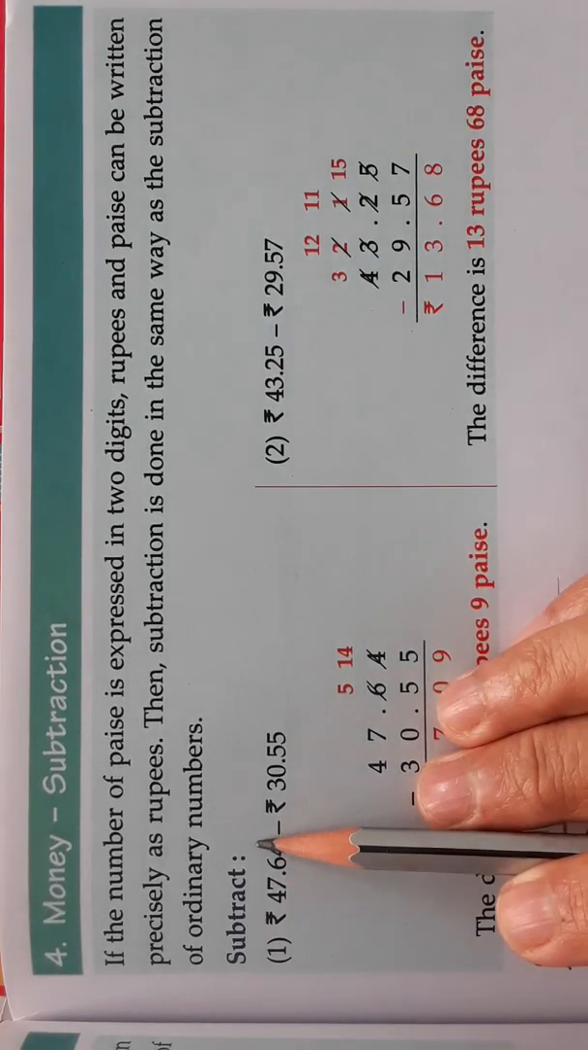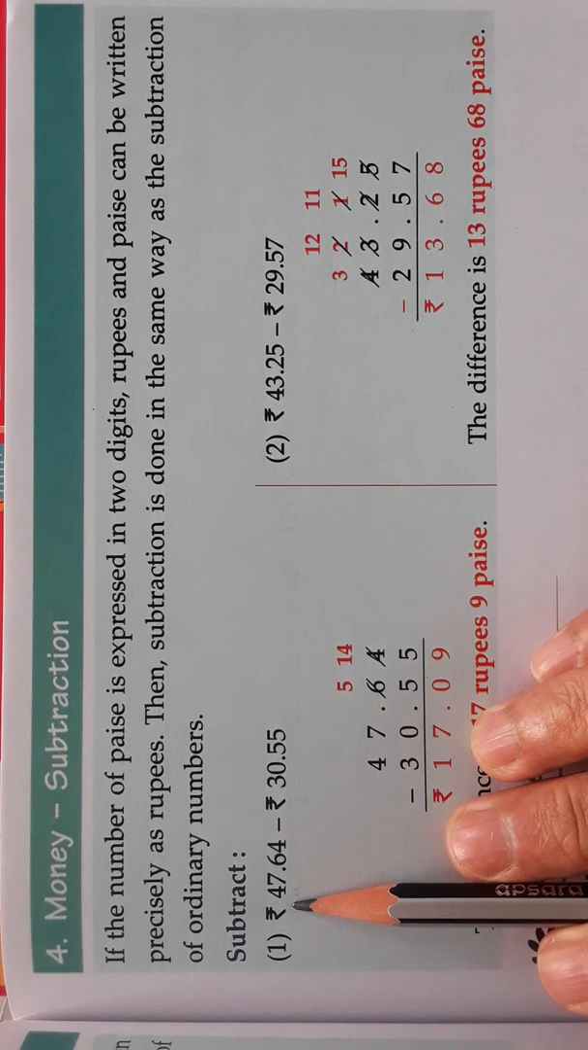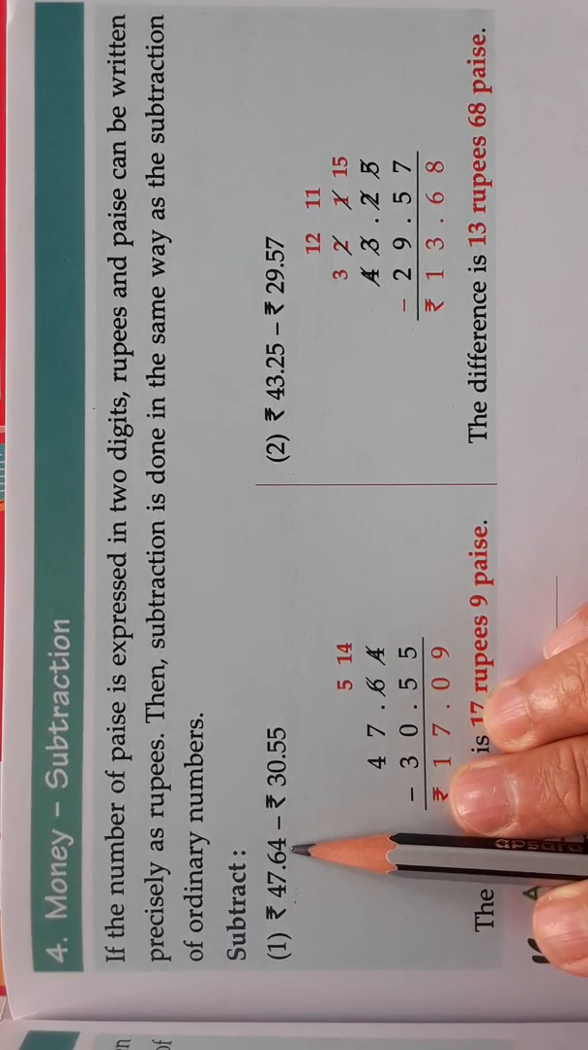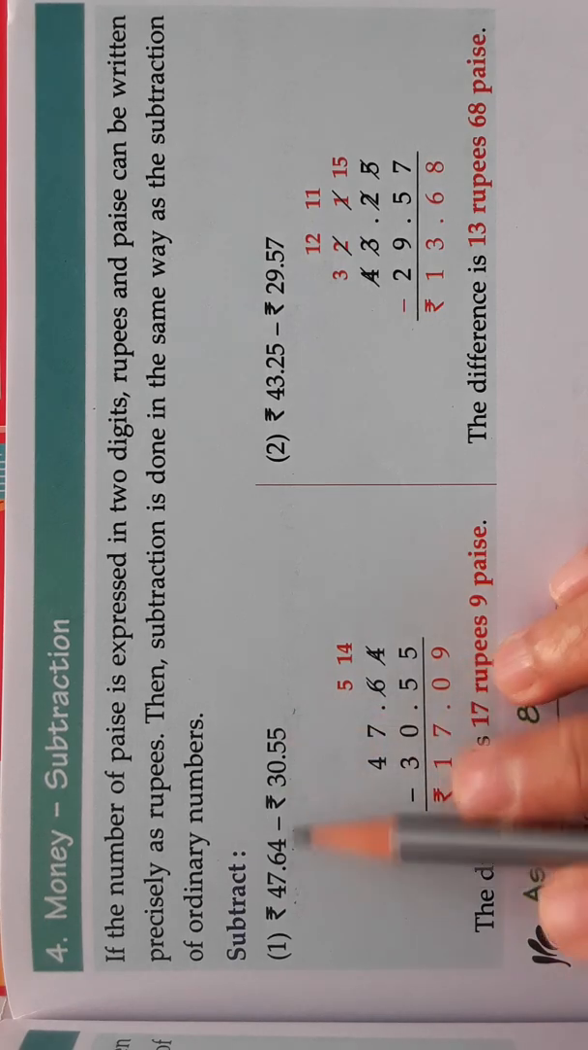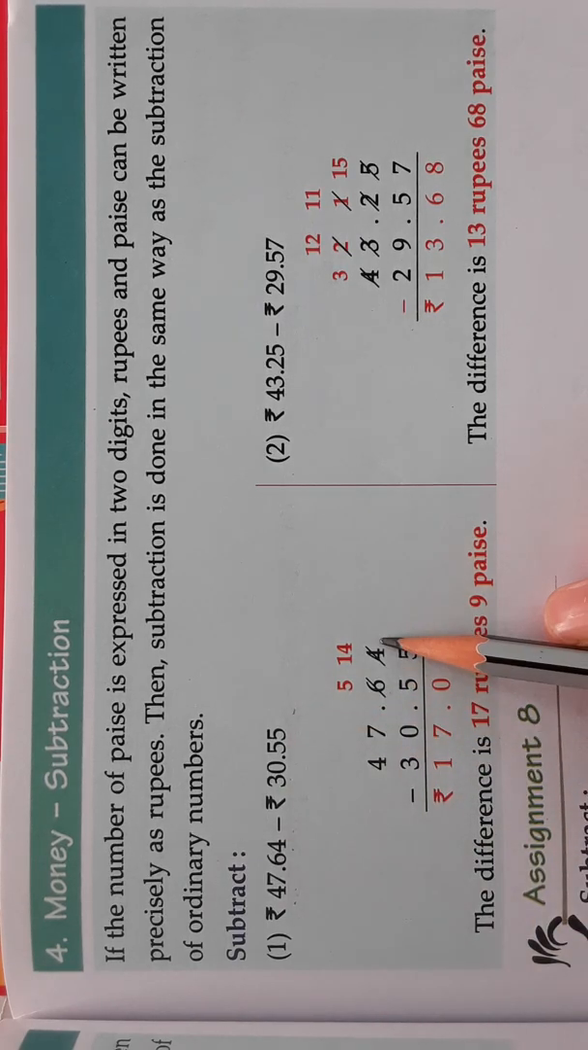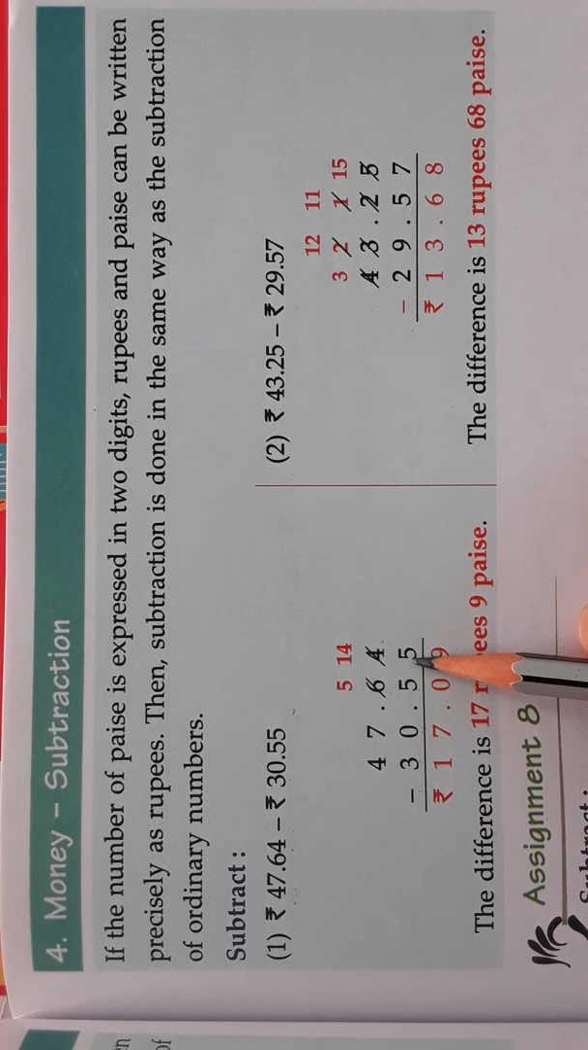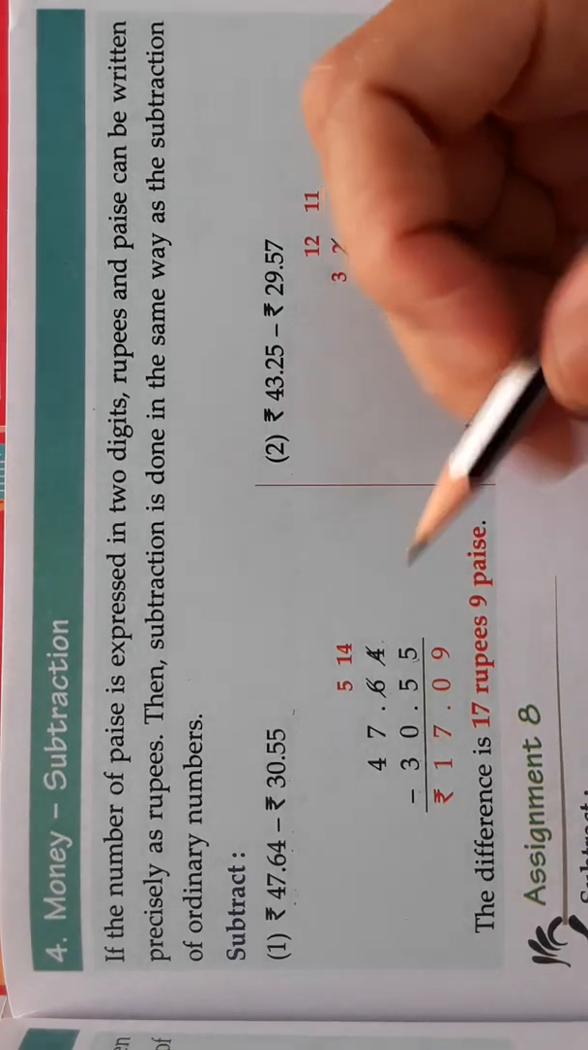See, subtract 47 rupees 64 paise minus 30 rupees 55 paise. So write it: 47 rupees 64 paise minus 30 rupees 55 paise, and just do ordinary subtraction. See, you know subtraction, no, children?